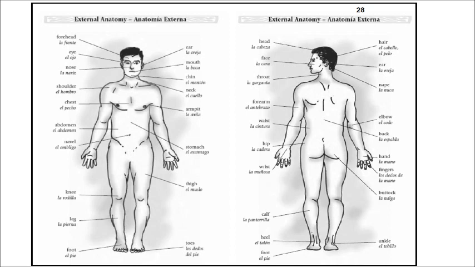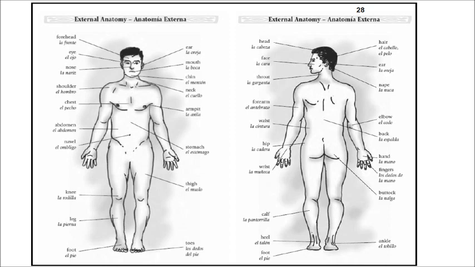The next slide is looking at the external anatomy, which is usually, unless you're talking about bones in terms of a fracture or something really specific, what you're probably going to be using when you're describing something to a patient, or you're pointing to a body part, or they're communicating with you about a body part. So I want to go over first the front, where the man in the picture is facing us.